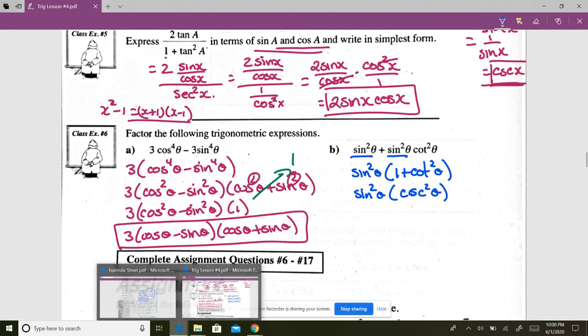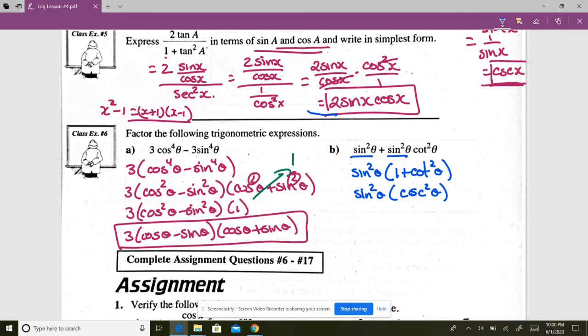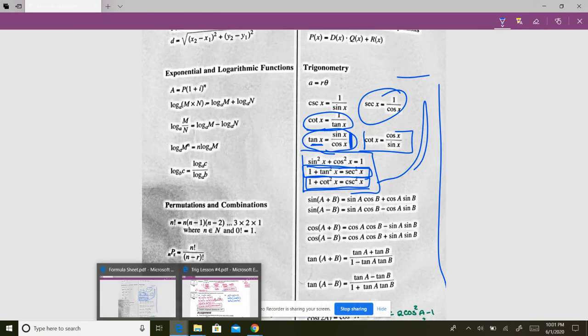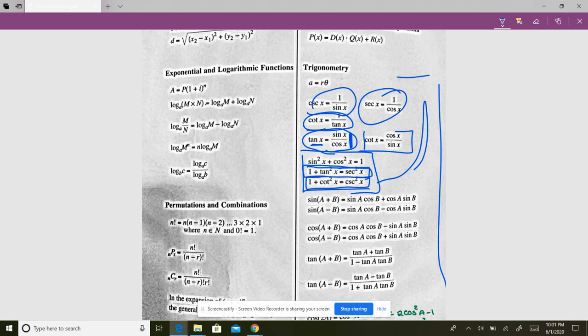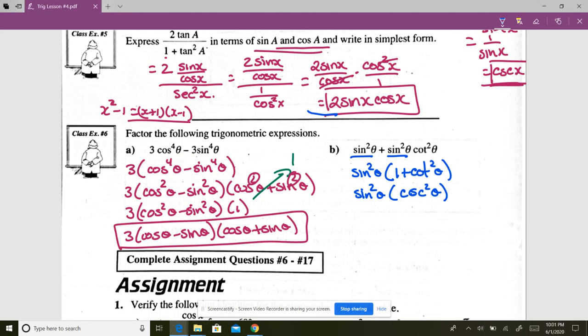If you don't remember, cosecant is 1 over sine. So we got sine squared theta times 1 over sine squared theta. What happens to these sines? They cancel each other out. We're left with 1.